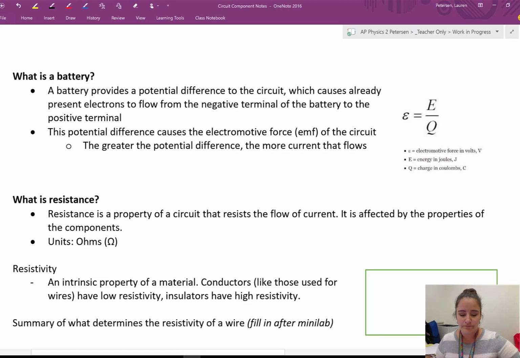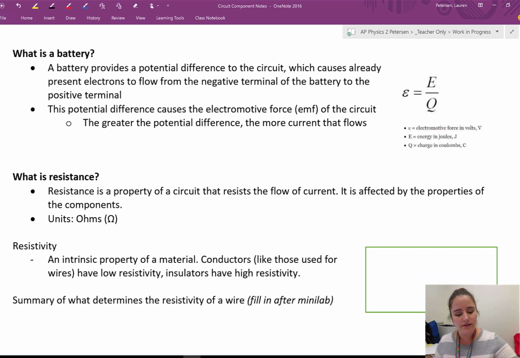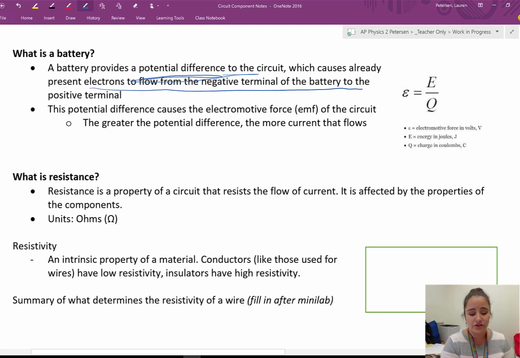So, batteries, we know what batteries are. We use them all the time. They provide a potential difference in the circuit. The two terminals of a battery are at different potentials, so they cause the electrons that are already present to flow from the negative terminal to the positive terminal, okay? AKA, they cause current to flow in the circuit. They push the current around the circuit.